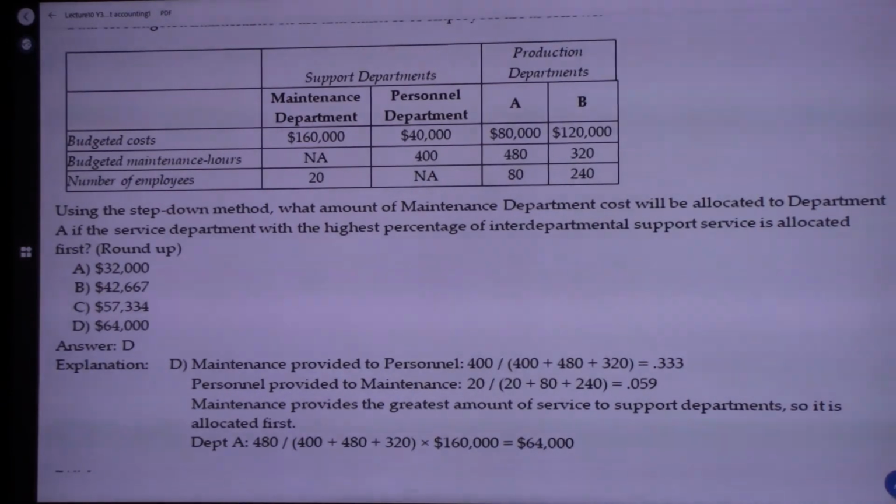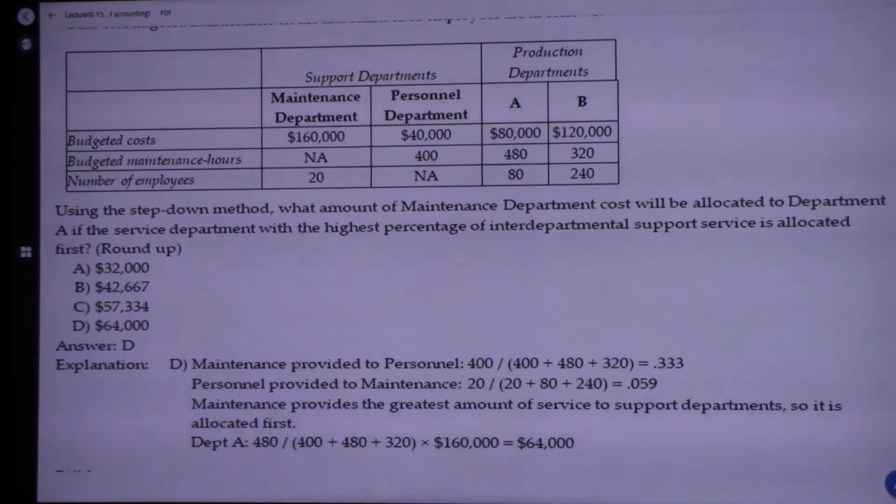Which of them has the highest allocation percentage? Maintenance or personnel? One has 33%, while the other is 5.9%, and the firm states that the one with the highest percentage is the one that is going to be allocated first. So I'm going to allocate the maintenance department first, because it is the department with the highest percentage of allocation. The first step you did is to determine which department has the highest allocation percentage. Then I'm going to state the amount allocated to the production department.